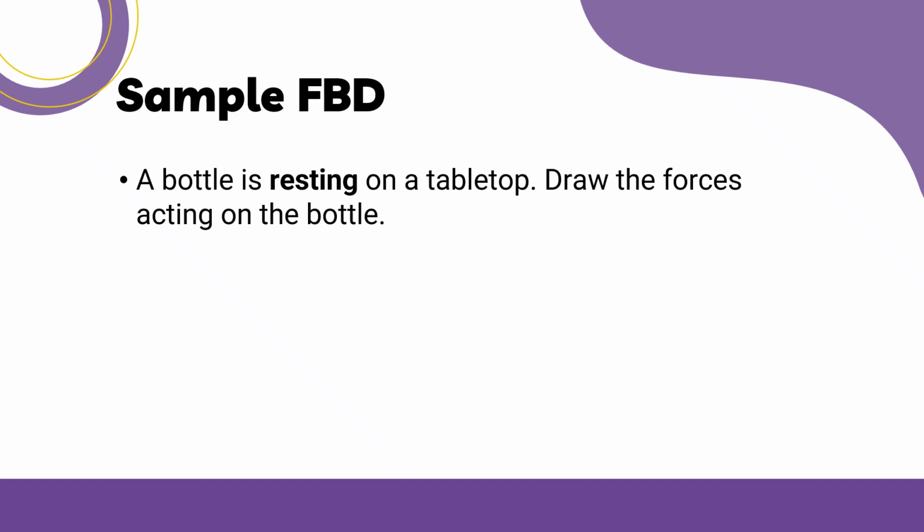Here are some sample free body diagrams you could use as reference. Our first scenario is a bottle resting on a tabletop. Your free body diagram should look like this. There is a box with an arrow going up, which represents the normal force, and there is also an arrow going down, which represents the gravitational force.